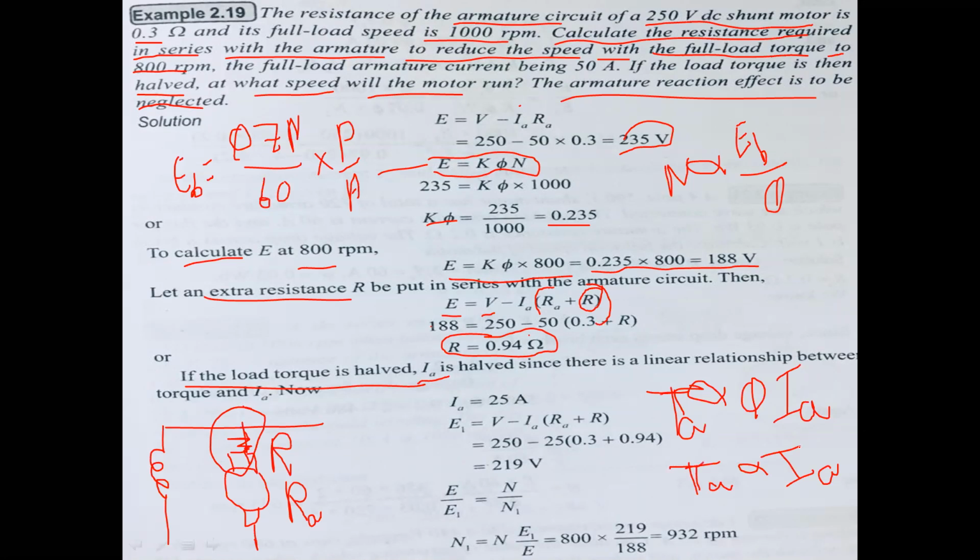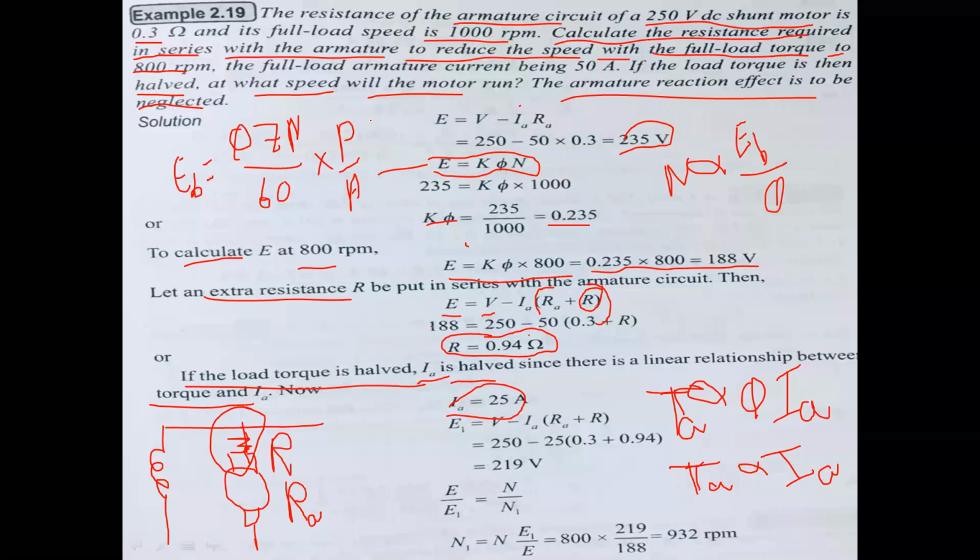So if armature torque is half, armature current is also half, since there is a linear relation between the torque and the armature current in the shunt motor. Therefore Ia equals 25 amperes, because the initial current is 50 amperes.